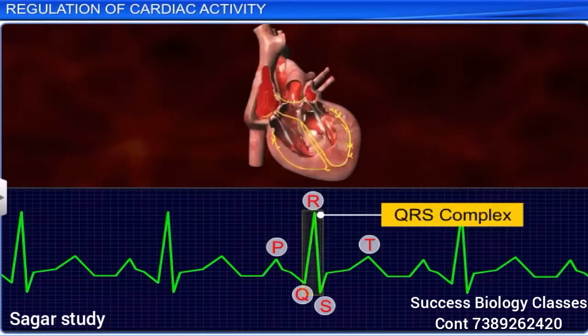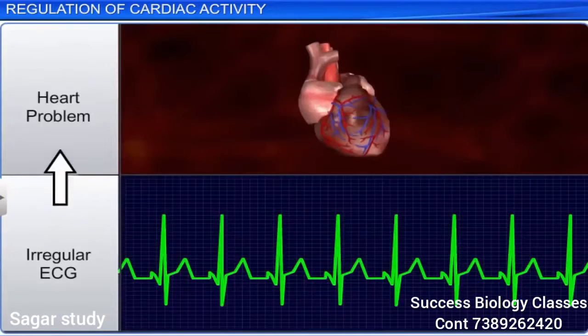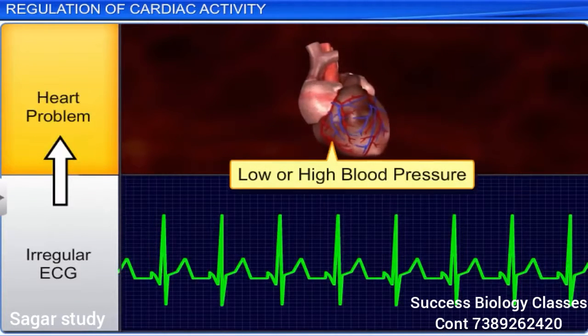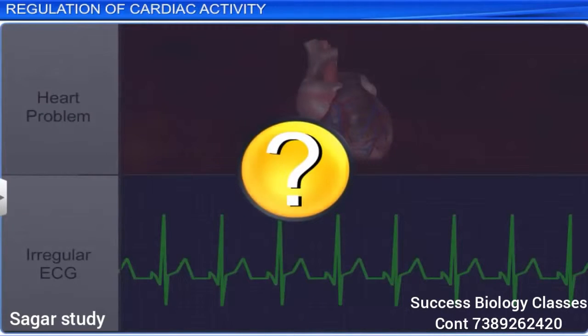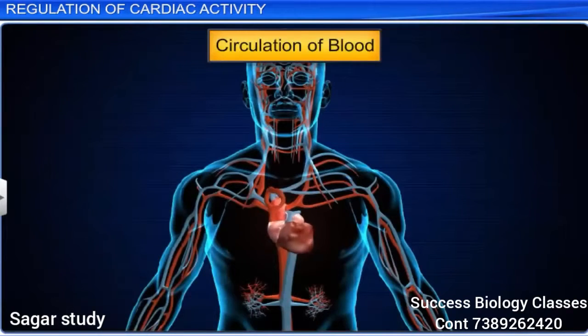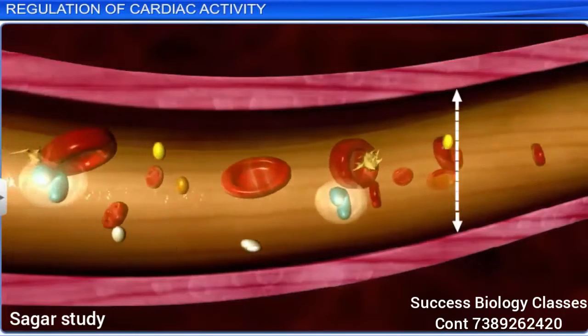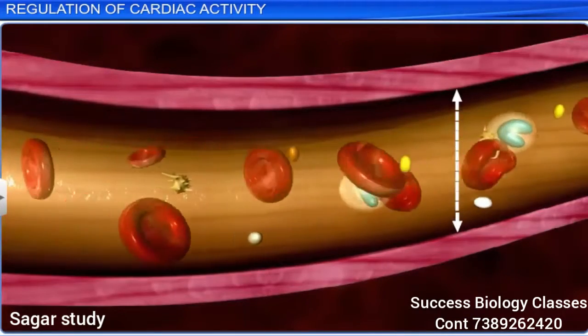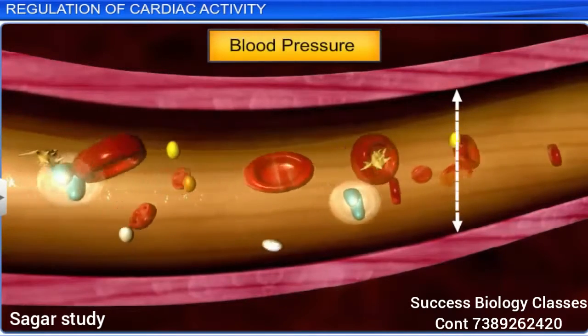The number of QRS complexes equals the number of heartbeats. Hence, any deviation from the standard ECG signals a problem relating to the heart. Most heart-related problems are related to drastic changes in blood pressure. Now let us see what blood pressure is. During circulation, when the heart pumps, blood rushes through the blood vessels, exerting some pressure on the walls of the blood vessels. This is called blood pressure or BP.